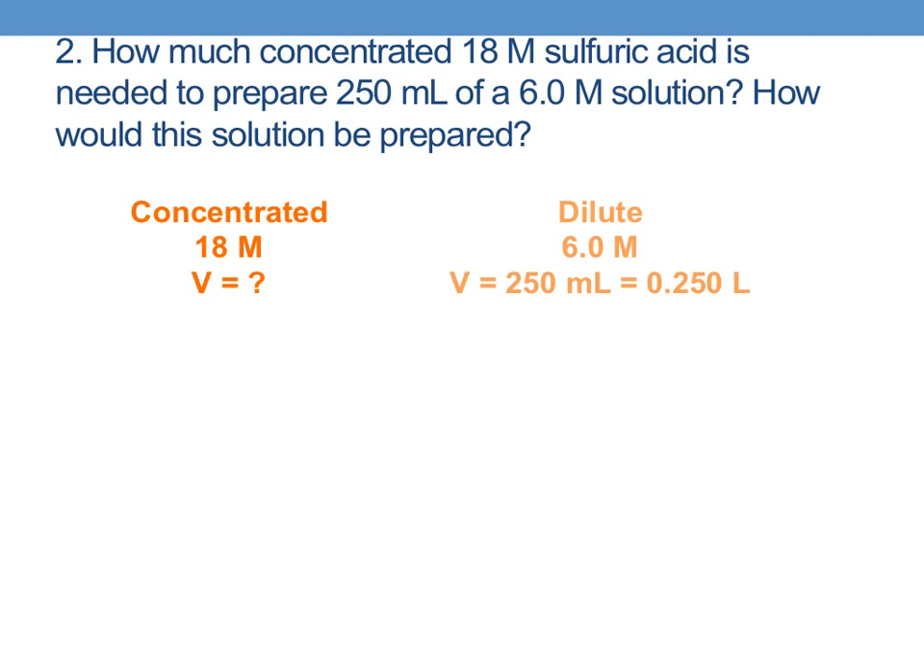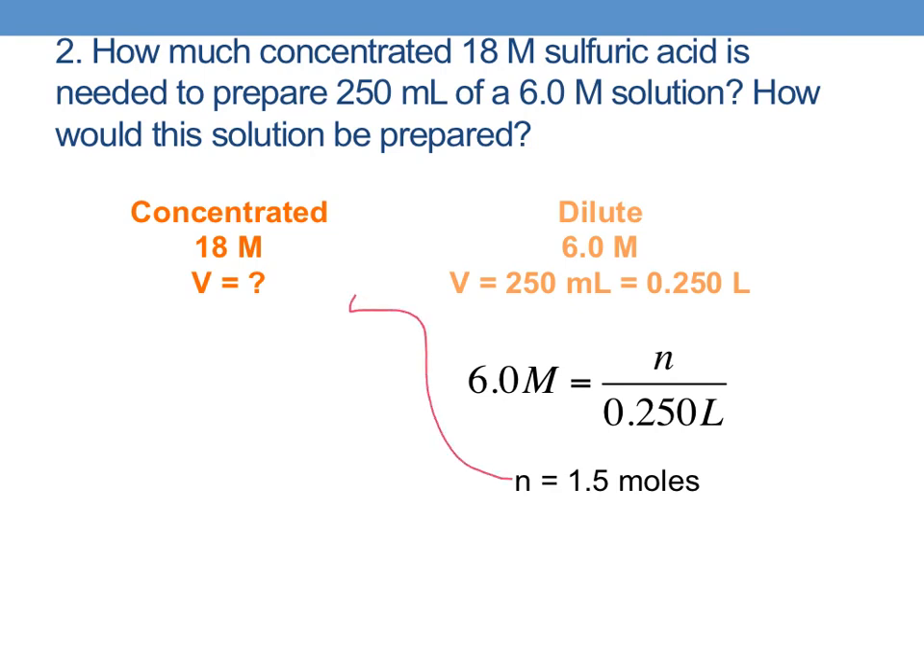For the second example, now we're diluting our strong 18 molar sulfuric acid until we have a weaker 6 molar solution, and we want 250 milliliters of it. So again, I'm going to start with our dilute information. We know the molarity and we know the volume, so we can solve for the number of moles. Once we have the number of moles, I know the number of moles are the same for the dilute and for the concentrated. So now looking at concentrated, I know the molarity, I know the number of moles, and I can now solve for the volume.